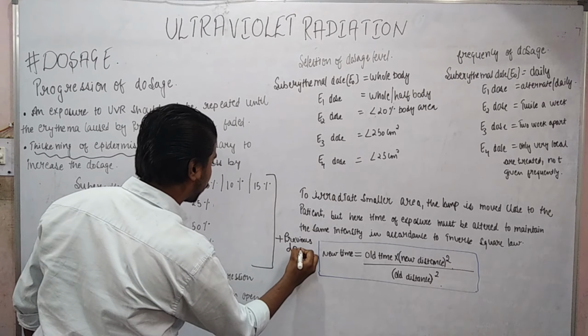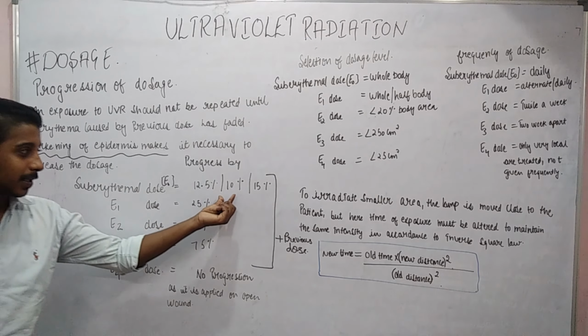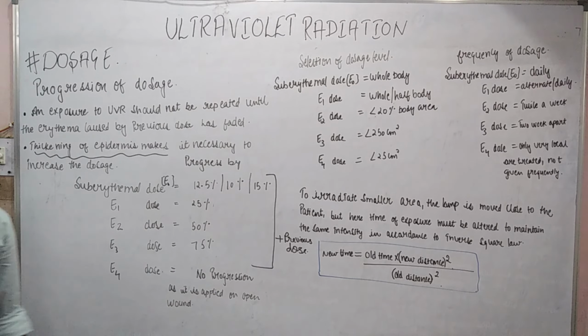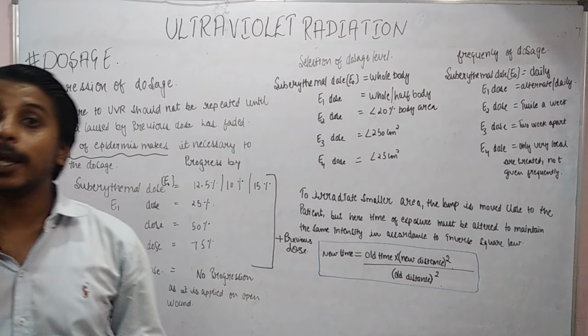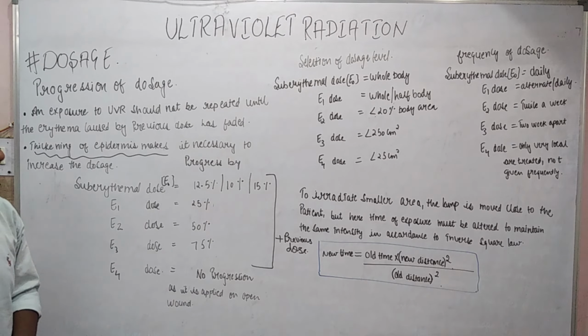It is quite understood: the previous dose plus this, the previous dose plus this and this. And in E4, as the UV is applied to an open wound and there is no skin thickening, no progression is needed.